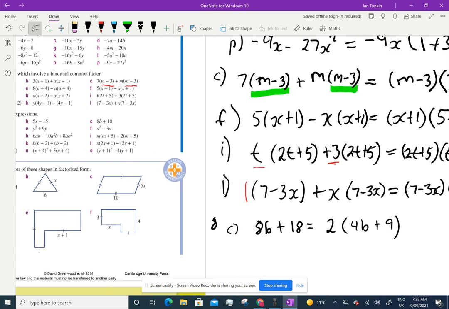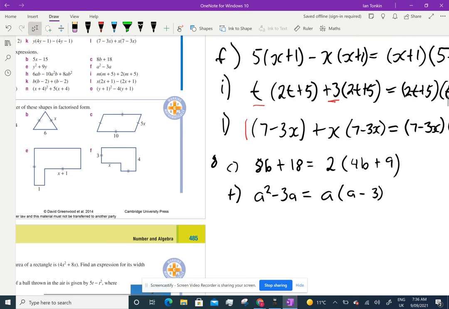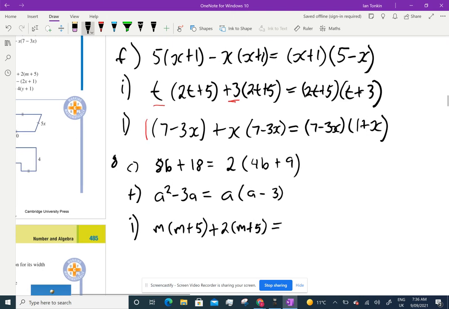Righto, the next one. F. A squared minus 3a. Well, I can only take out a letter. So A, I'm left with an A, and I'm left with a 3. I, m plus 5 plus 2, m plus 5. Well, they both got an m plus 5. Put that out the front. And I'm left with m plus 2.